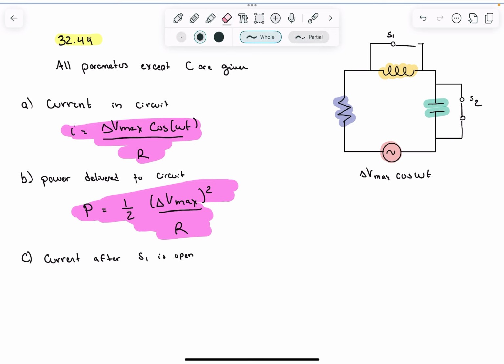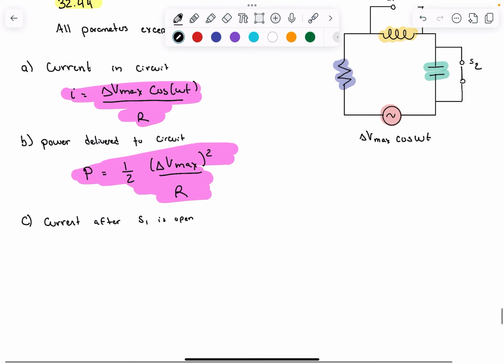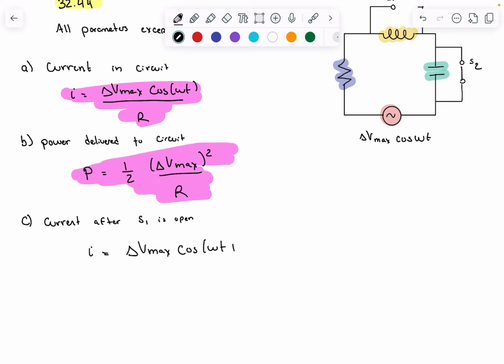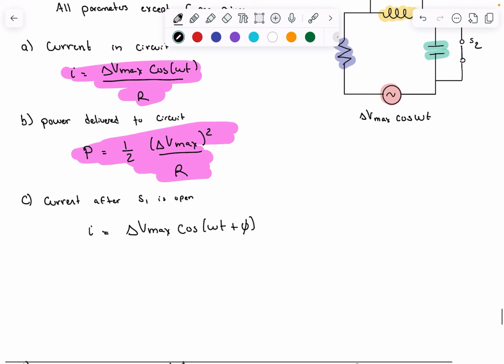Now things get a little bit more interesting in C, where S1 is now open. So let's go to S1, open that up, and the current now flows through the resistor and the inductor and then bypasses the capacitor. So we're going to have to use a more complicated equation for I, which is going to be delta V max cos(omega t plus phi), because they're now not in phase, the current and the potential. And then this is, instead of dividing by R, we divide by Z, the impedance.